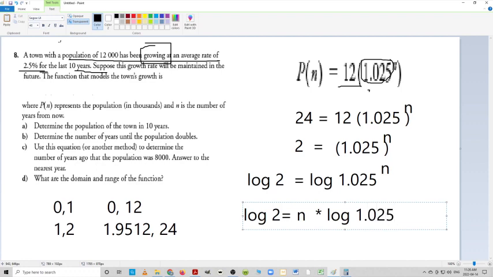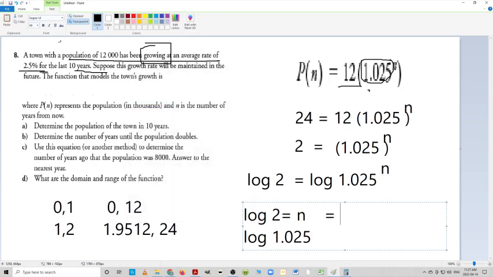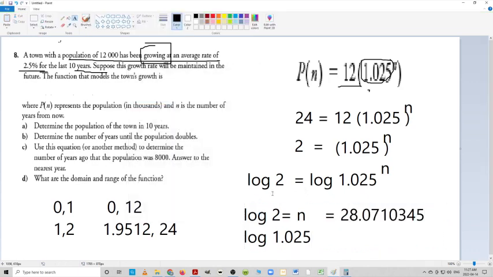And a log of a number is just a number. So now we're going to divide both sides by that number. And we discover that n is equal to log of 2. So you press 2. Sometimes it's log first, but in this case it's log 2 divided by 1.025 log equals. And we discover it's 28.07 years. But to figure that out logically without logs, it's clearly difficult. So we'll keep that in mind.